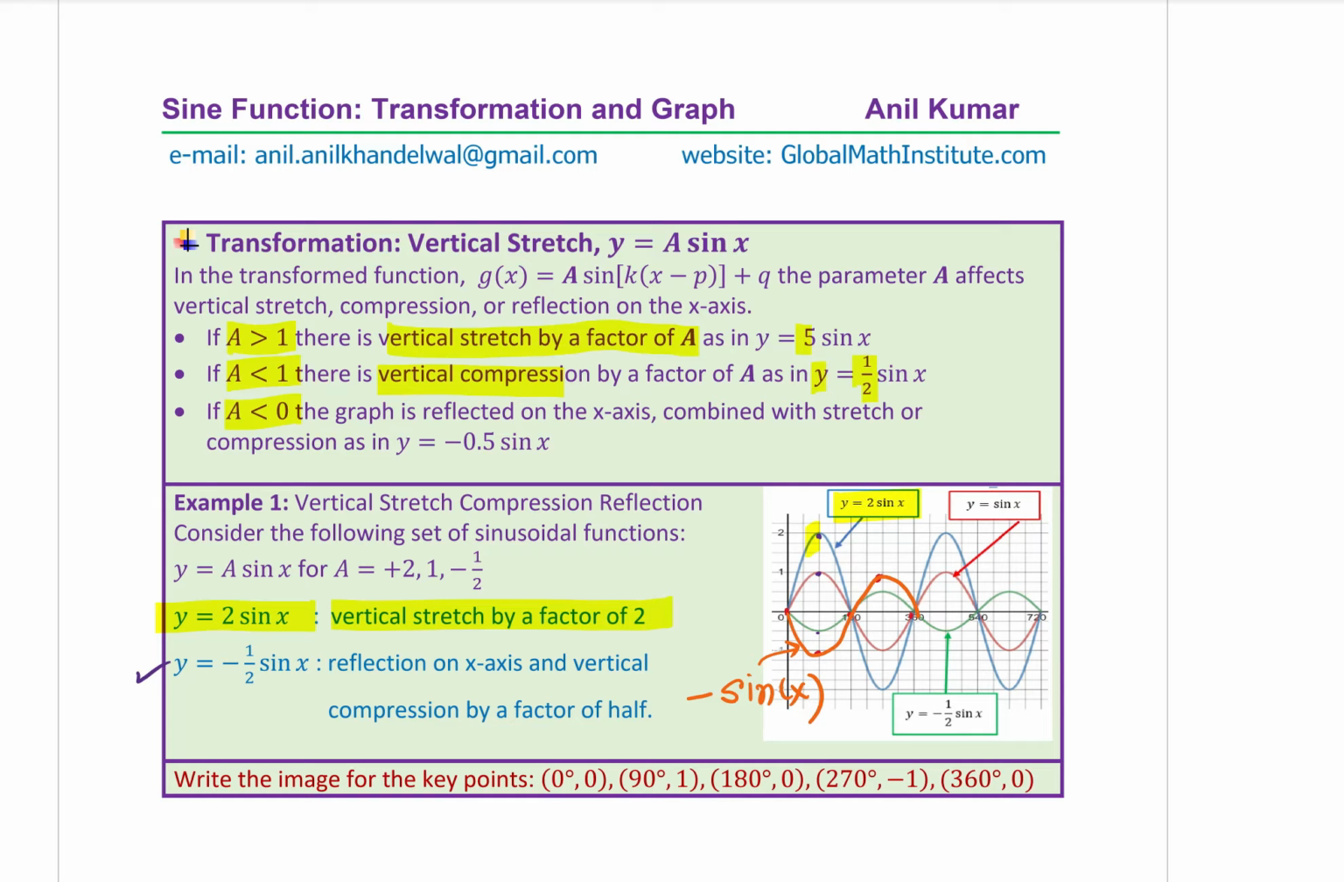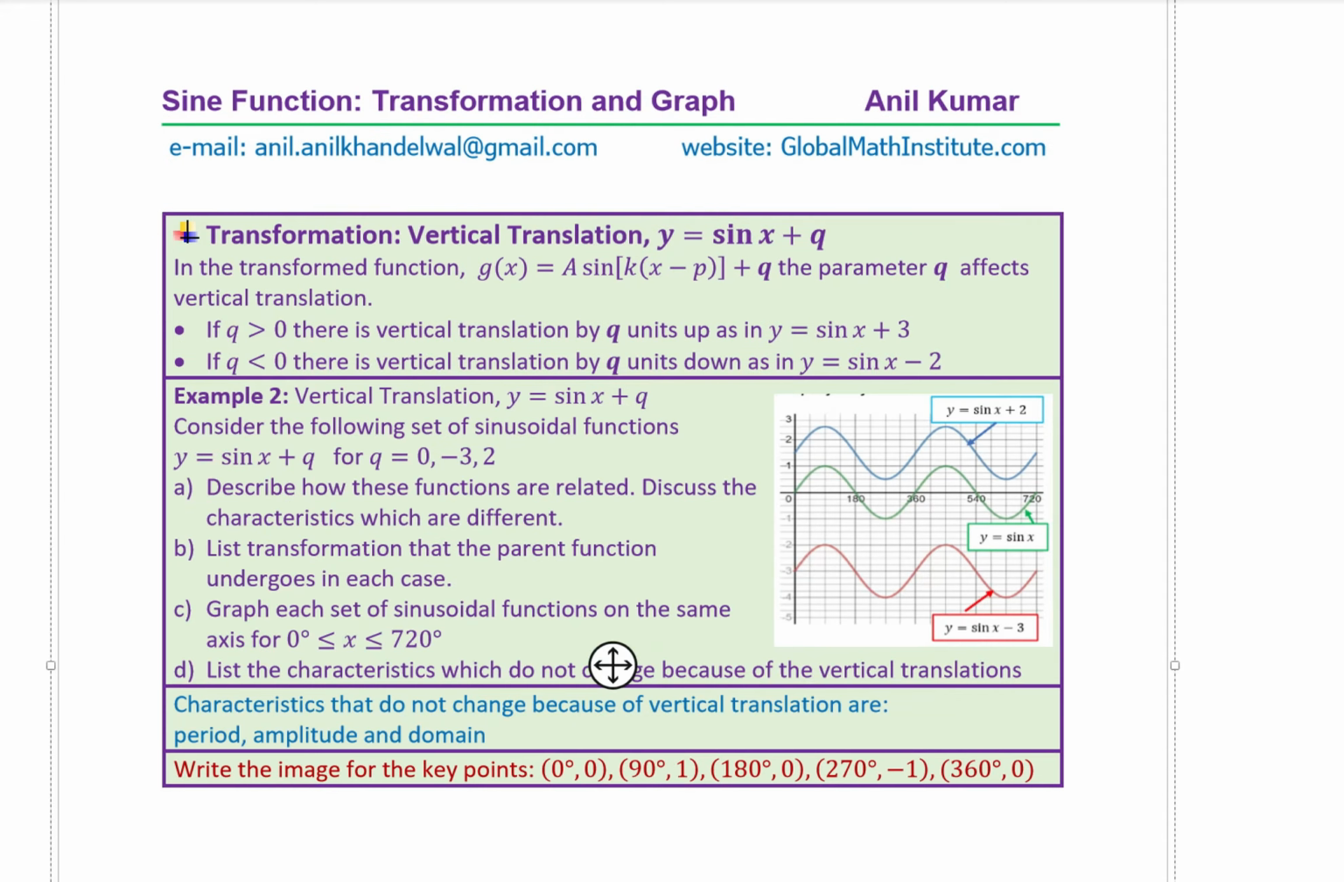Now, as an exercise, I'd like you to pause the video and write down the key points on the transformed function. That is to say, write down the image of these original points: (0, 0), (90 degrees, 1), (180 degrees, 0), (270 degrees, minus 1), and (360 degrees, 0). So write the image points for the key points of the two functions. Now we're going to consider the vertical translation.